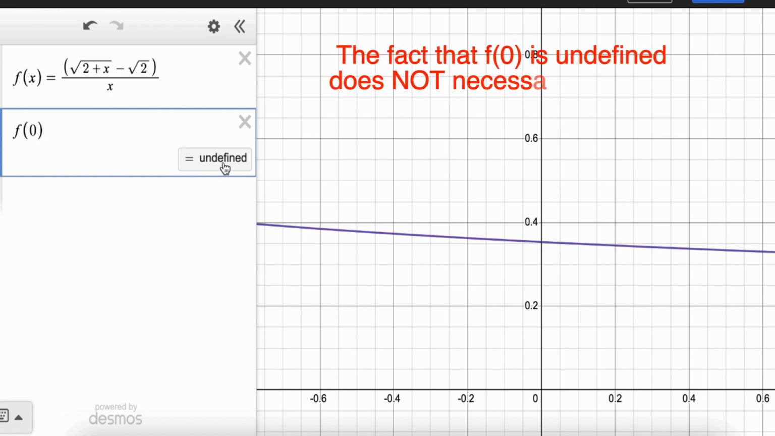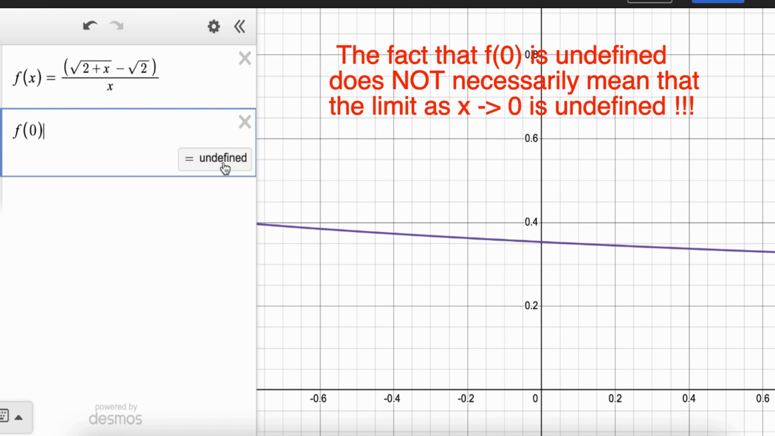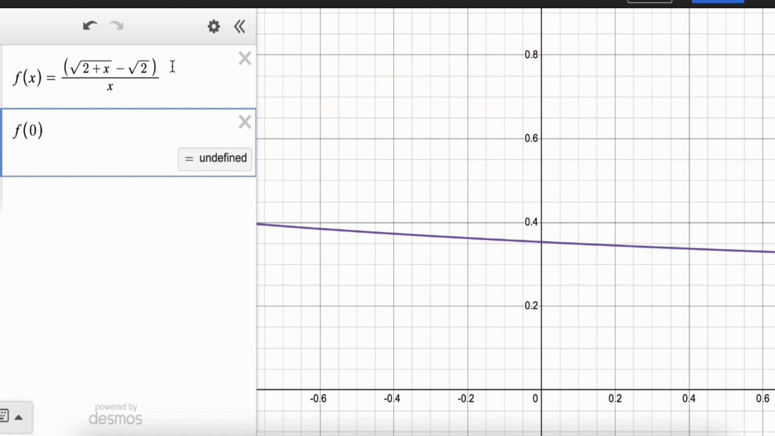Now, at 0, we can see that the value of the function is actually undefined. Many students mistakenly believe that whenever the value of the function is undefined at the point at which the limit is being investigated, the value of the limit is undefined. This is not always the case. Whenever x is 0, the numerator is the square root of 2 plus 0, so the square root of 2 minus the square root of 2, which is 0, and the denominator is also 0. So, in fact, 0 over 0 is undefined. Again, this does not mean that the value of the limit is undefined.